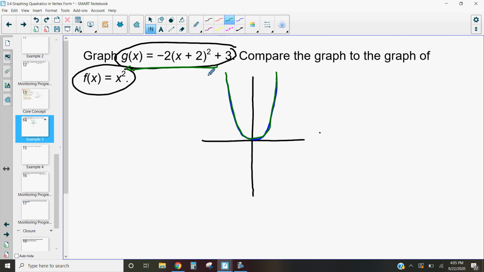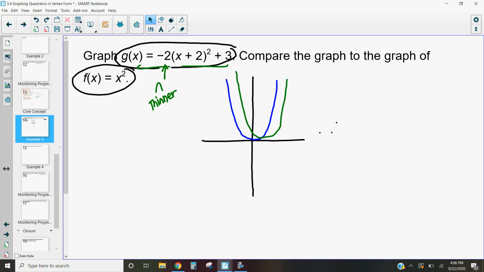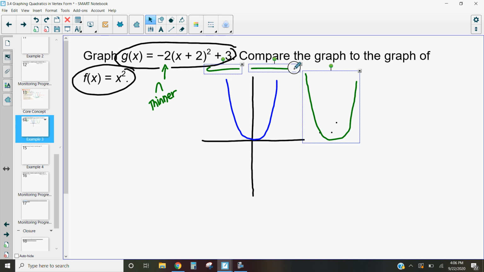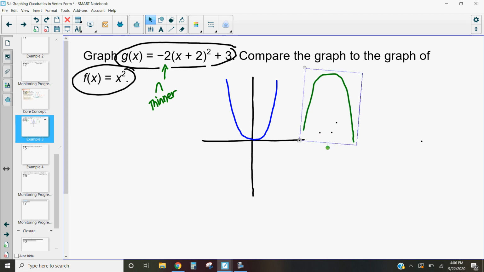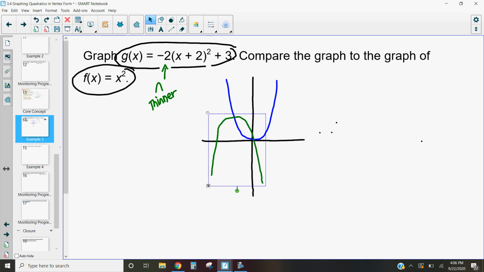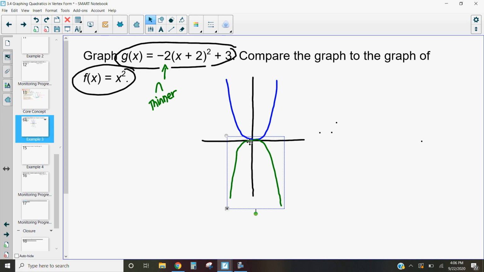Now these parts each tell me different directions. So this -2 here tells me that it's going to open down and get a little thinner. So I'm going to do that in 2 separate parts. I'm going to start by having it open down. We're going to start by taking this green function here, and I'm going to turn it upside down. By turning it upside down, that takes care of that negative element that we had there. So here it is, moved upside down. That's what the negative tells us.